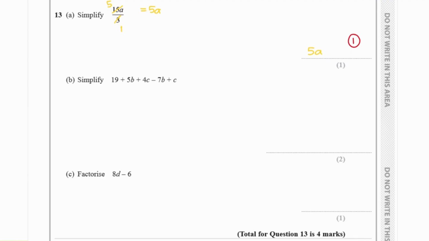Part B, simplify 19 plus 5b plus 4c minus 7b plus c. So 19 does not have any like terms because 19 is the only number term that we have. So we can just write 19 as it is. The b terms that we have are 5b and minus 7b. So 5b minus 7b gives us minus 2b. And the c terms that we have are 4c plus c. 4c plus c gives us 5c, so we can write this as plus 5c. So our final answer is going to be 19 minus 2b plus 5c.